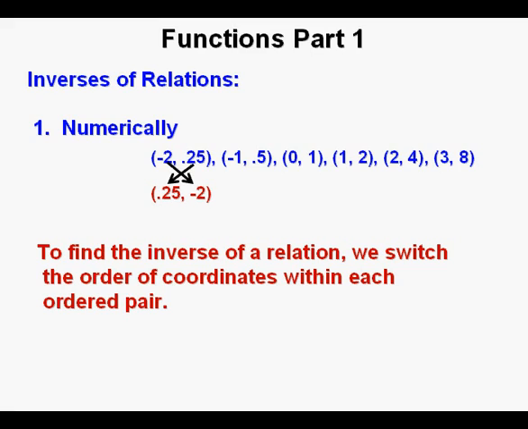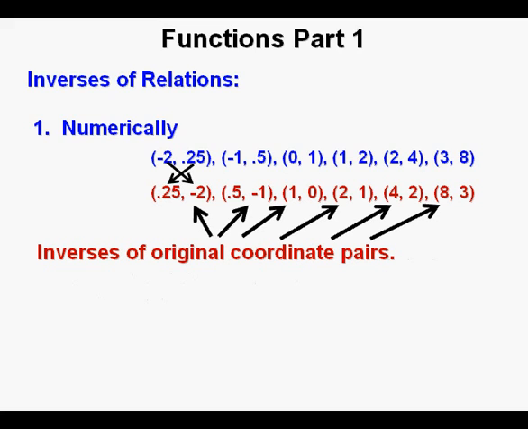So in finding the inverse of this first coordinate pair, this coordinate -2, 0.25 becomes its inverse ordered pair 0.25, -2. The x coordinate -2 becomes the y coordinate -2 in its inverse relation. The y coordinate 0.25 becomes the x coordinate 0.25 in its inverse relation. The same process is repeated for all 6 coordinate pairs. The coordinate pairs in red are inverses of the original coordinate pairs in blue.